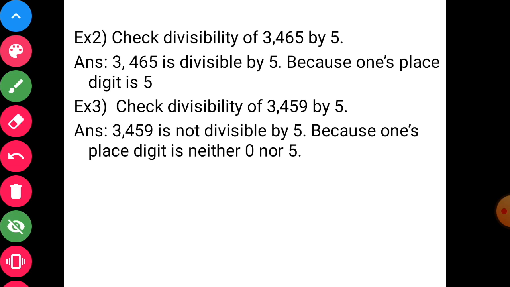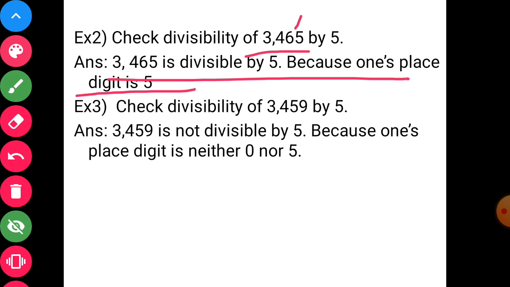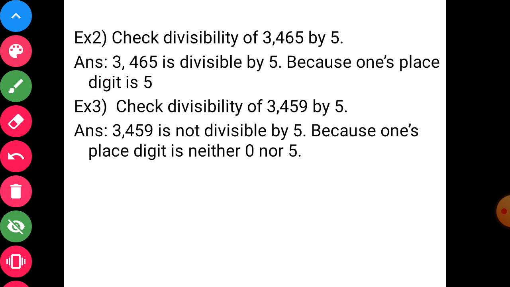Check divisibility of 3465 by 5. Which number is there in units place? 5 is there. So this number is also divisible by 5. Next, check divisibility of 3459 by 5. Here in ones place which number is there? 9 is there. So is this divisible by 5? Yes, your answer is right. It is not divisible by 5.